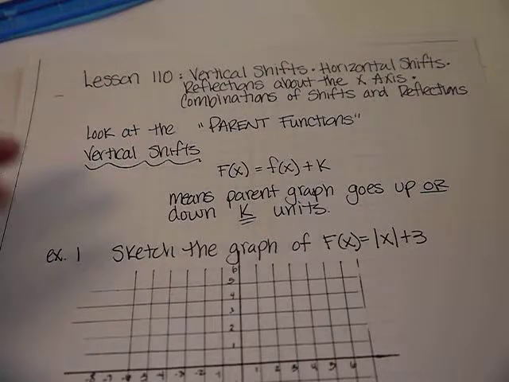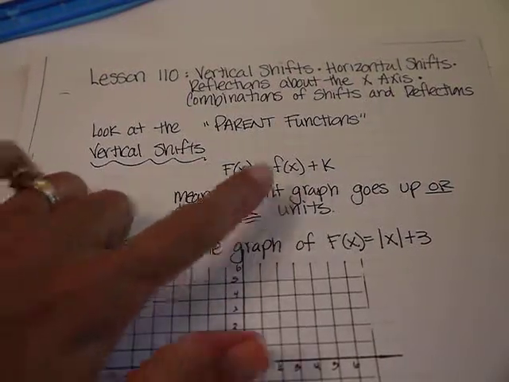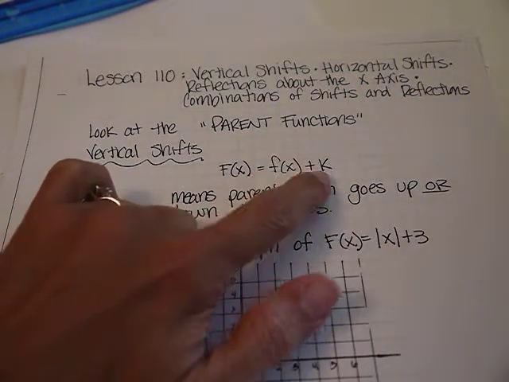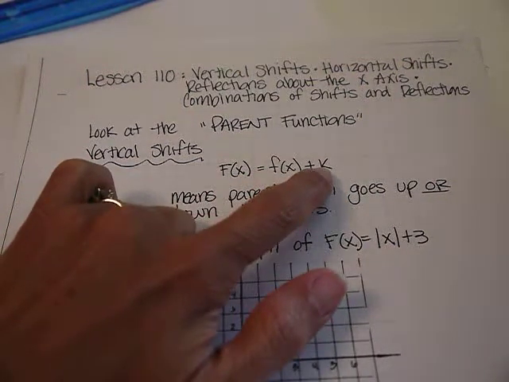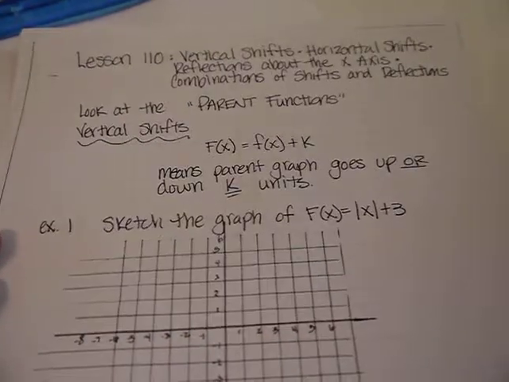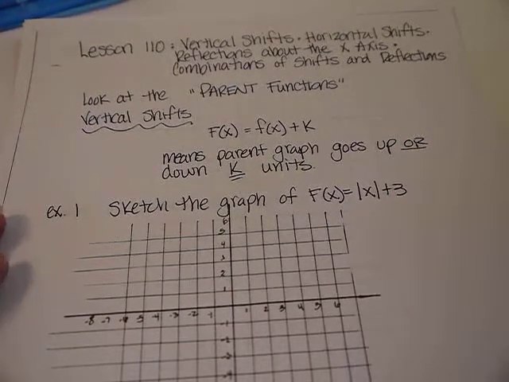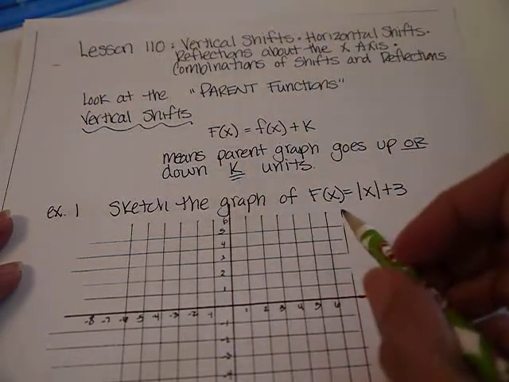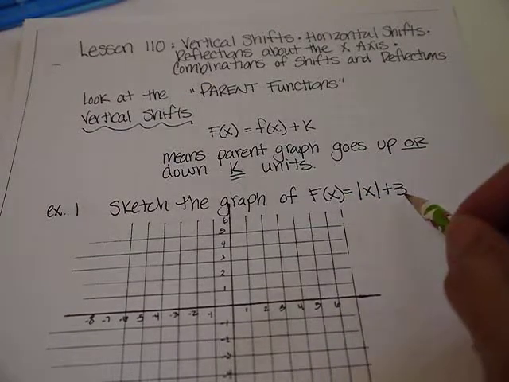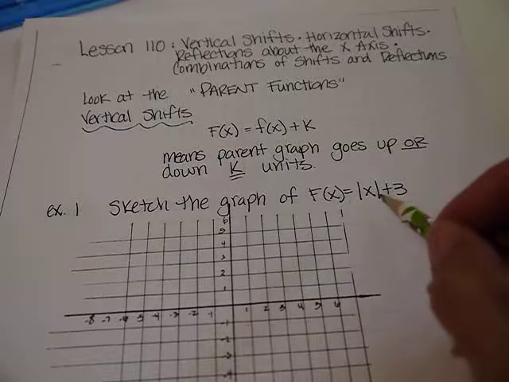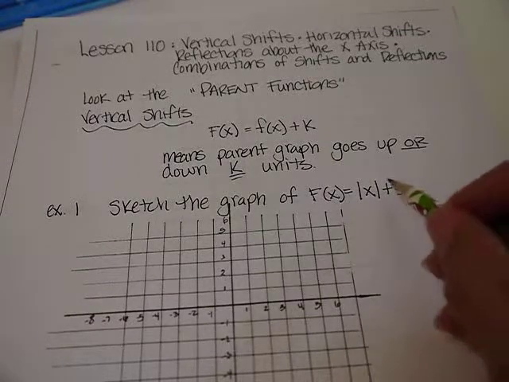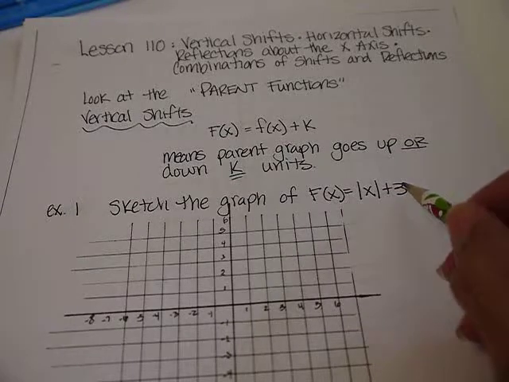For example, a vertical shift means anytime you have your parent or just your graph with a number out far away from it, it's a vertical shift. And I'll show you what I mean. And a vertical shift means up or down. So let's say we had this graph, absolute value of x plus 3. Now the 3 is outside of the absolute value sign. So what this means is that it goes up 3 units.